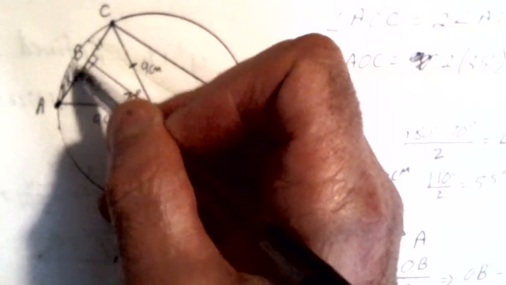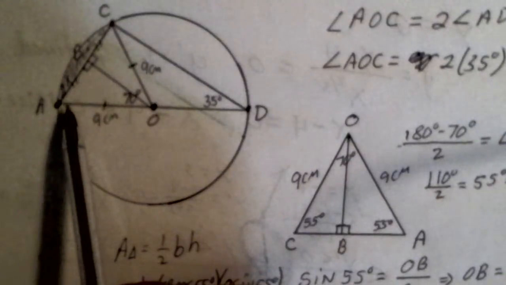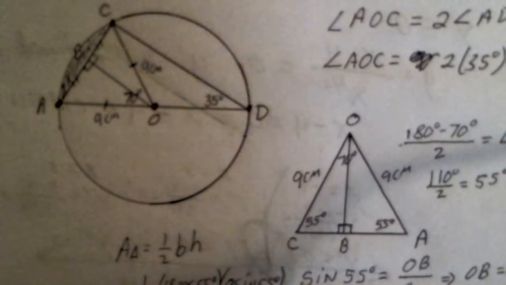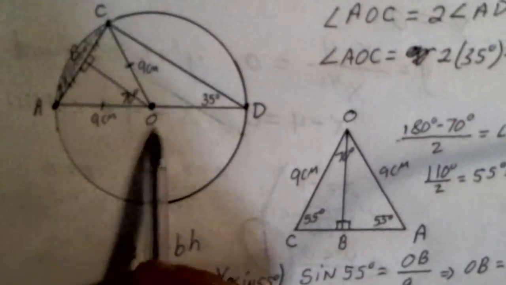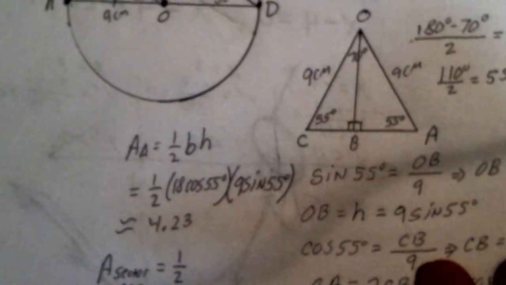But we want to find the area of this shaded region here. So to find the area of the shaded region, we're going to have to find the area of this whole sector. So what's the area of sector AOC? Well, the area of sector AOC is going to be 1/2 times the measure of the central angle, which is 70 degrees, but 70 degrees has to be converted into radians.